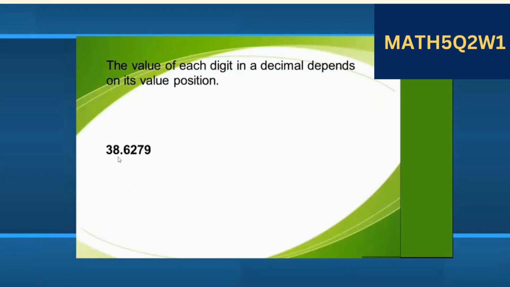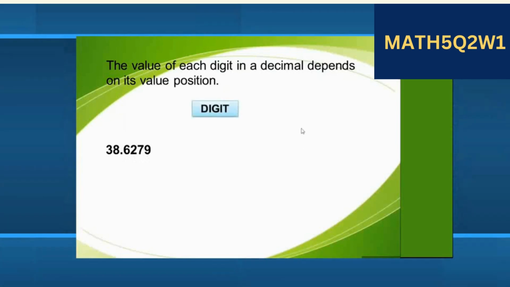Now, we have again 38 and 6,279 10,000s. We already studied the different place values of decimals. So, after the decimal point, to the right of the decimal point, the first digit is in the tenths place. The second digit is the hundredths place. The third digit to the right of decimal point has a place value of thousands, and the fourth digit has a place value of 10,000s.